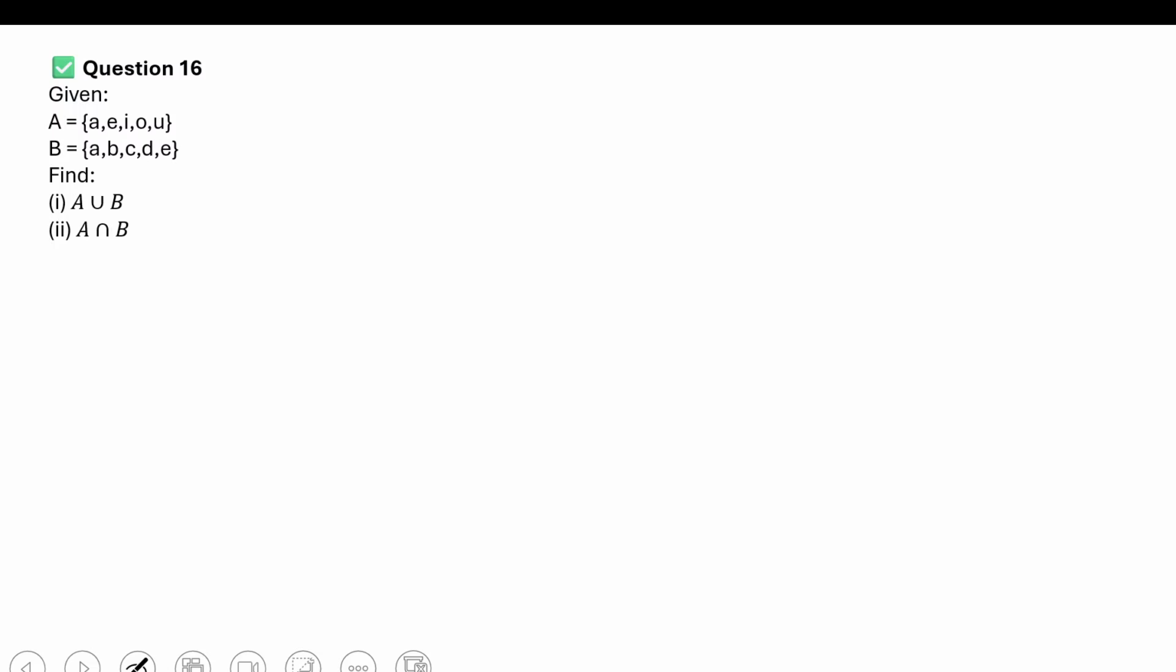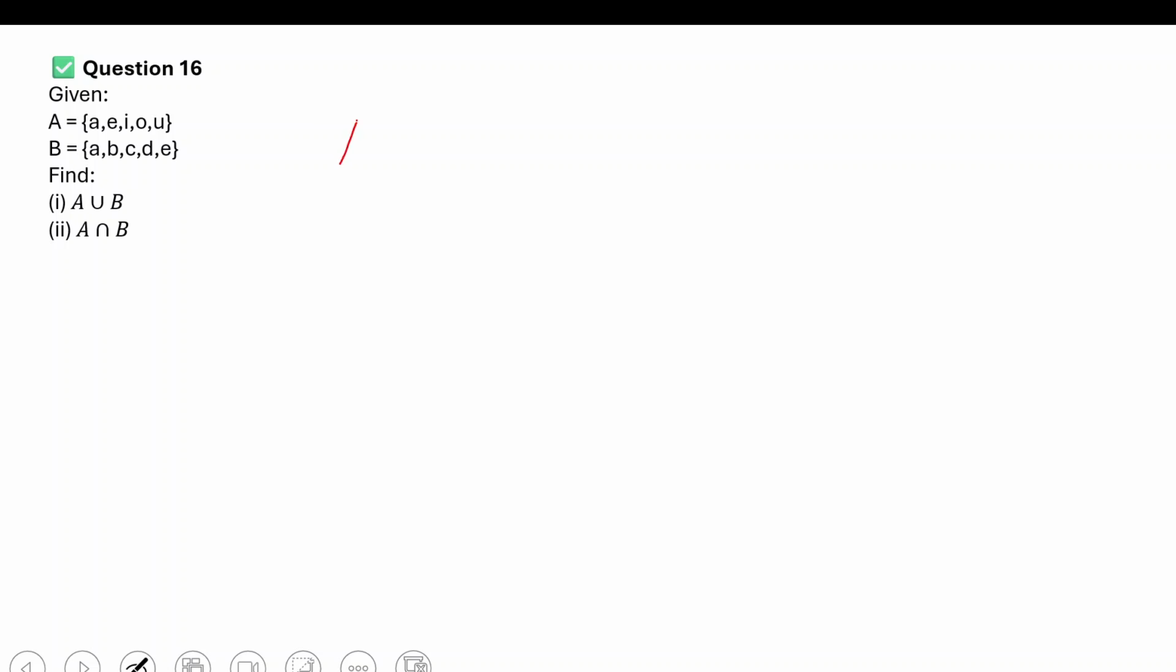Now, these are letters. Number 16. Given capital A as the vowel sounds A, E, I, O, U, that are the elements that make up set A. Set B, the elements that make it up are a, b, c, d, e. Find A union B. Union is you are going to list out the elements that are in both of them.